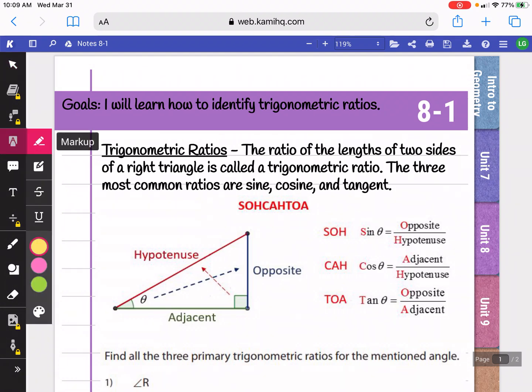In this video, we're going to learn how to identify trigonometric ratios when looking at right triangles. And this is to prepare you to be able to use SOH-CAH-TOA later to solve for missing sides and angles of right triangles. So your trig ratios are the ratios of the lengths of two sides of a right triangle. The three most common ratios are sine, cosine, and tangent.